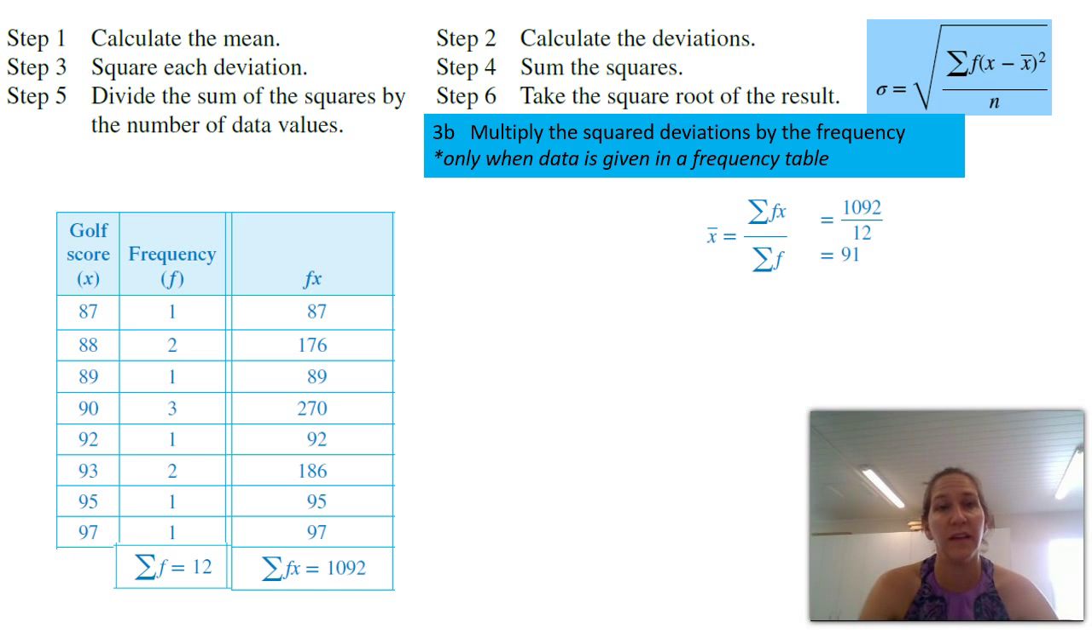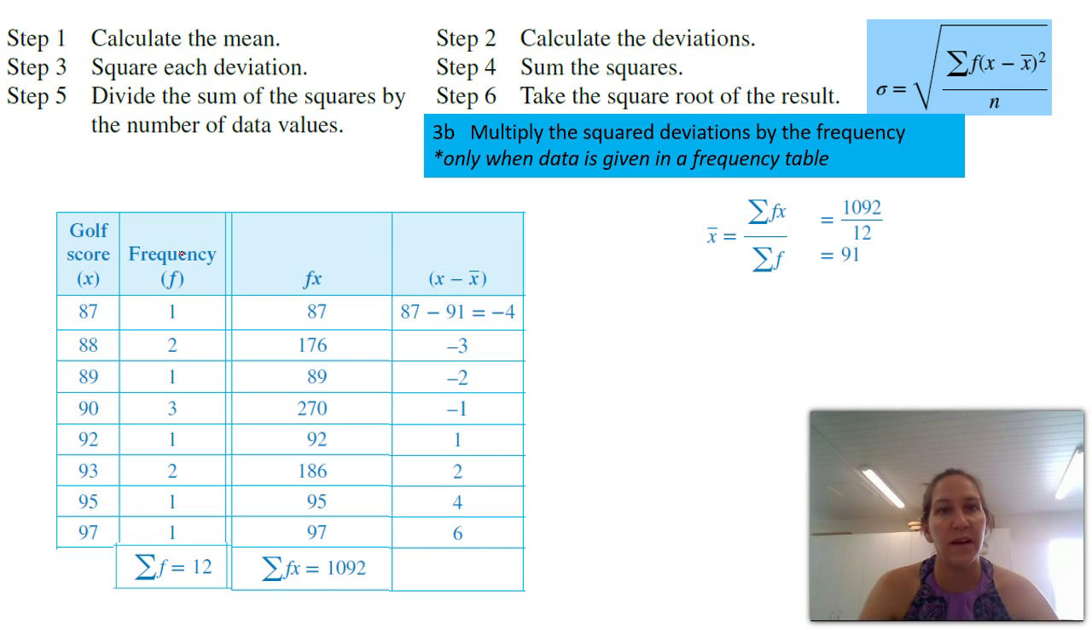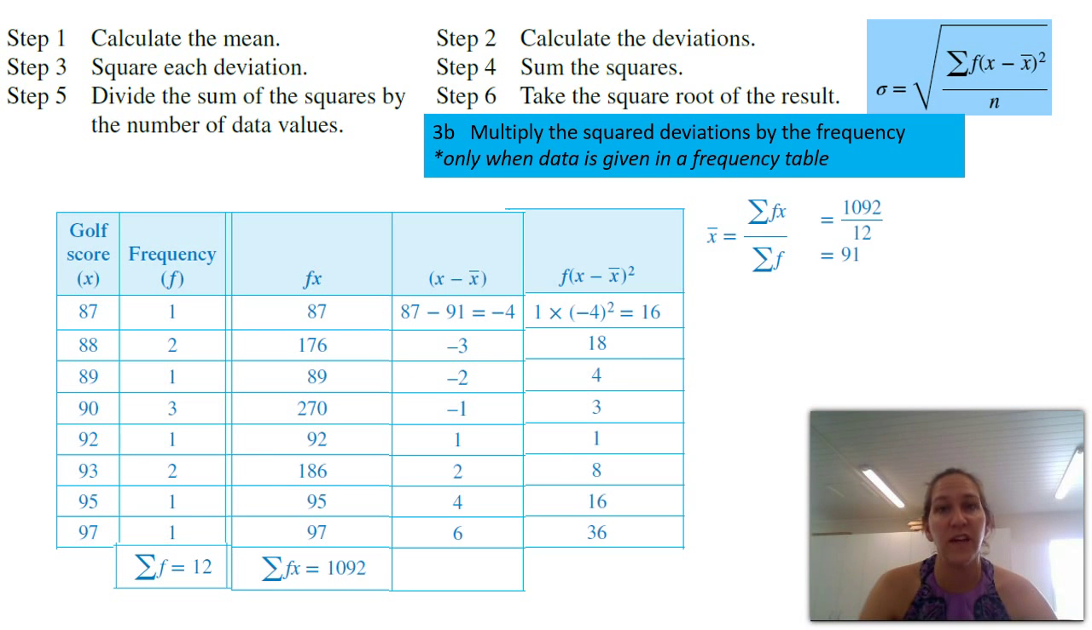Okay, step 2, calculate the deviations. We make our table, and in this case, we do our deviation of 87 minus 91. This one would be 88 minus 91, 89 minus 91, and this gives us our deviations. Next step, we need to square these deviations.